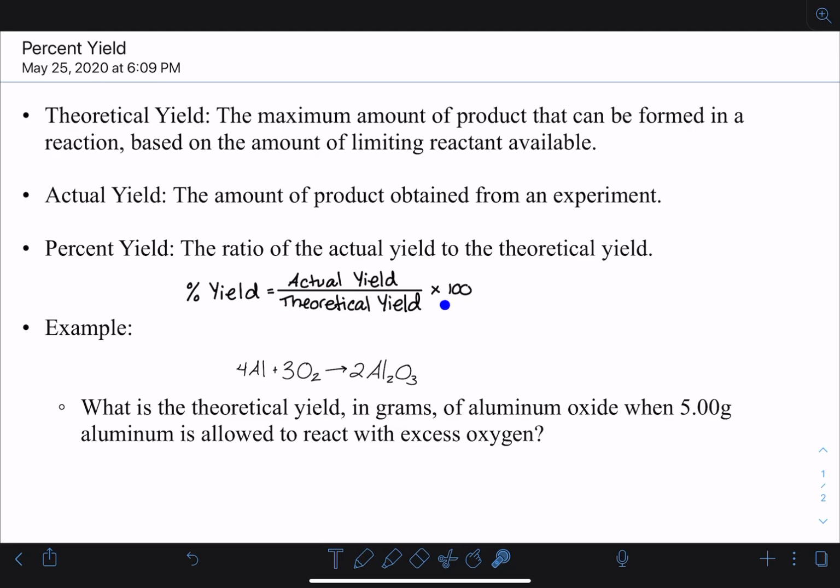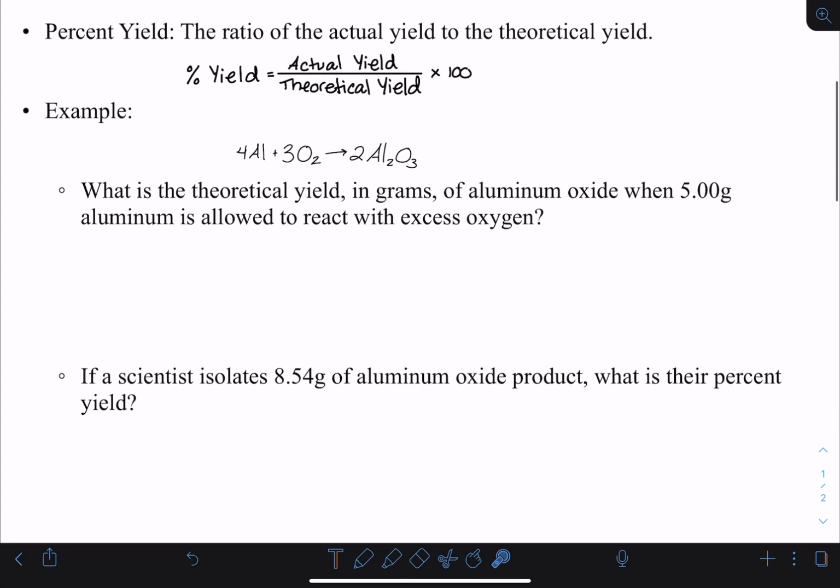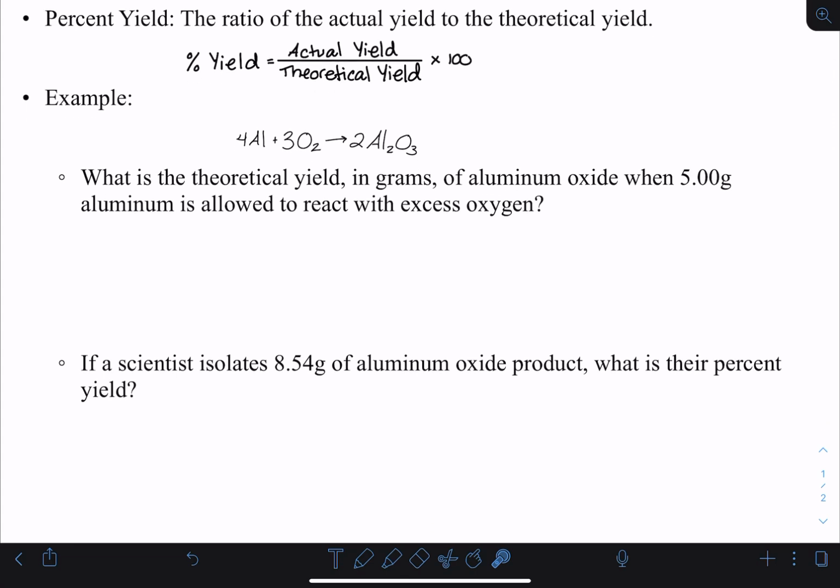So an example for today, we have this reaction between aluminum and oxygen to produce aluminum oxide. And we're asked what is the theoretical yield in grams of aluminum oxide when 5 grams of aluminum is allowed to react with excess oxygen. This is very much like what you were doing last week. This is just a simple stoichiometric conversion, just with that new terminology piece of theoretical yield. It's just asking you to calculate the maximum mass of aluminum oxide that we could get.